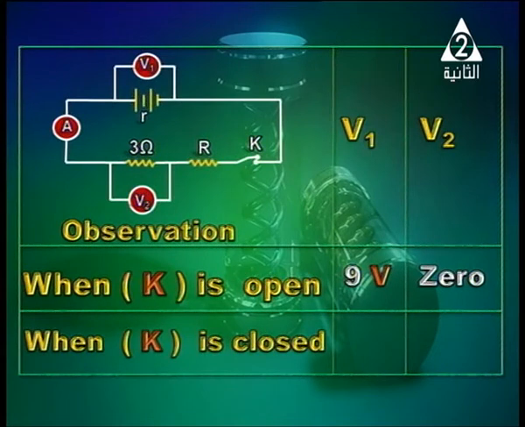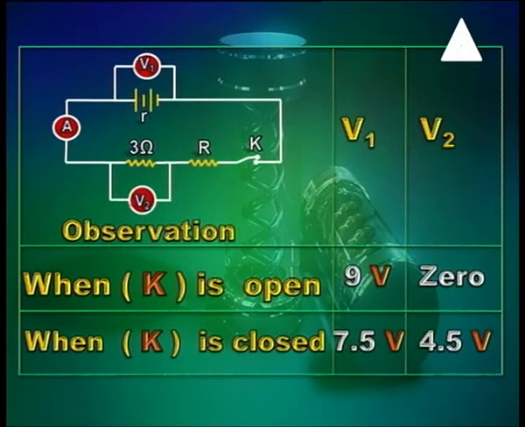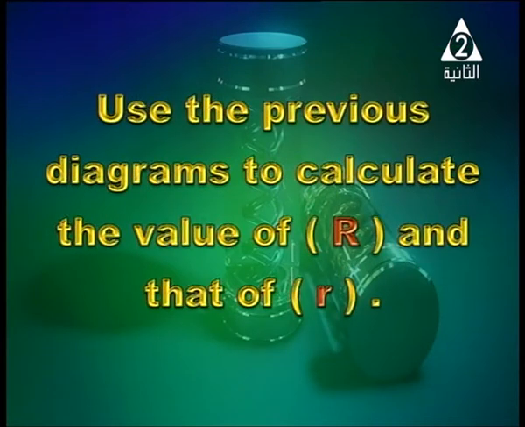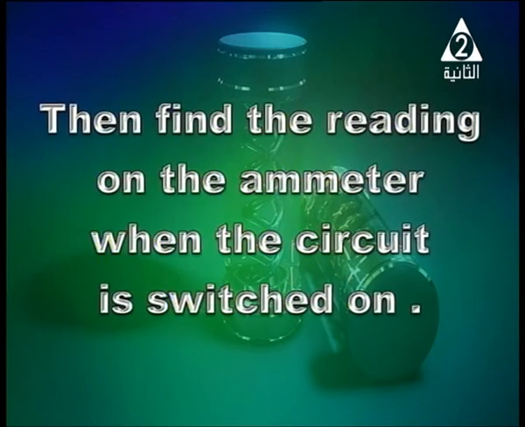When it is closed, the voltage V1 will drop. It will be 7.5, so the external voltage now is 7.5. And the voltage across the 3 ohm is 4.5. Use the previous diagrams to calculate the value of R capital and the internal resistance of the cell. Then find the reading on the ammeter when the circuit is switched on.